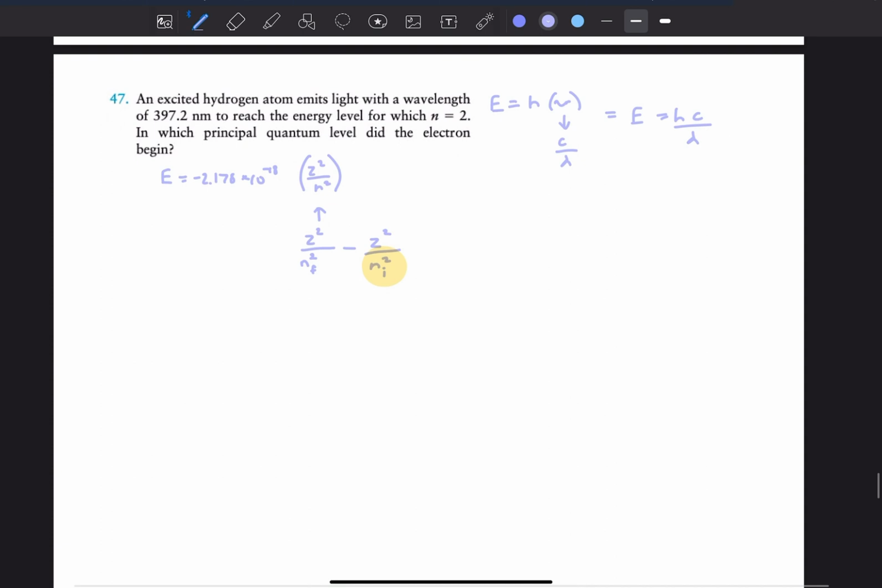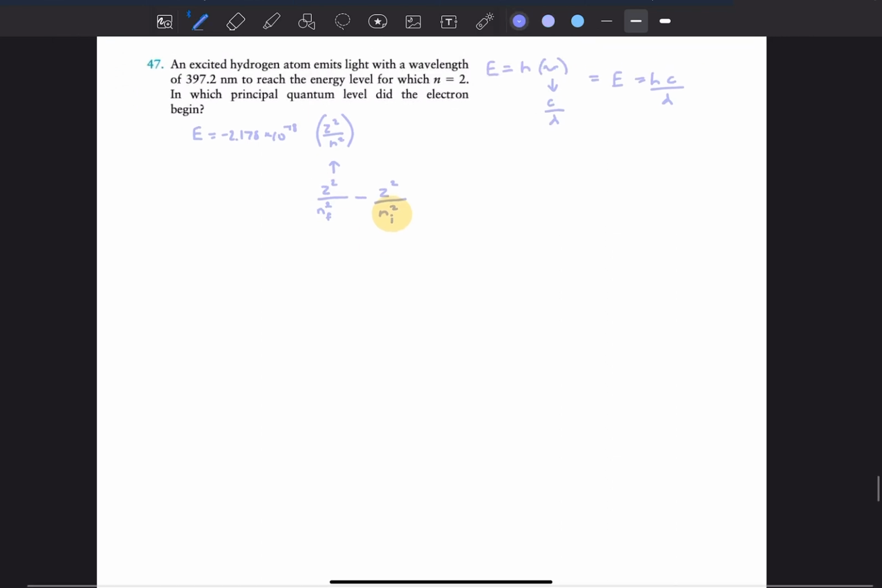So now we can solve for our energy because we were given wavelength, and use that for the left-hand side of the equation and solve for n. We're going to first convert these 397.2 nanometers into meters. So that's 397.2 divided by 10 to the 9th power, and we get 3.97 times 10 to the negative 7th power.